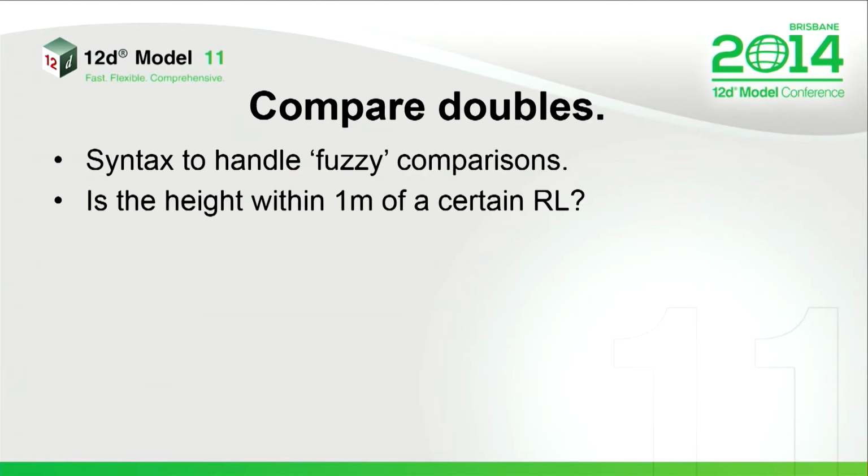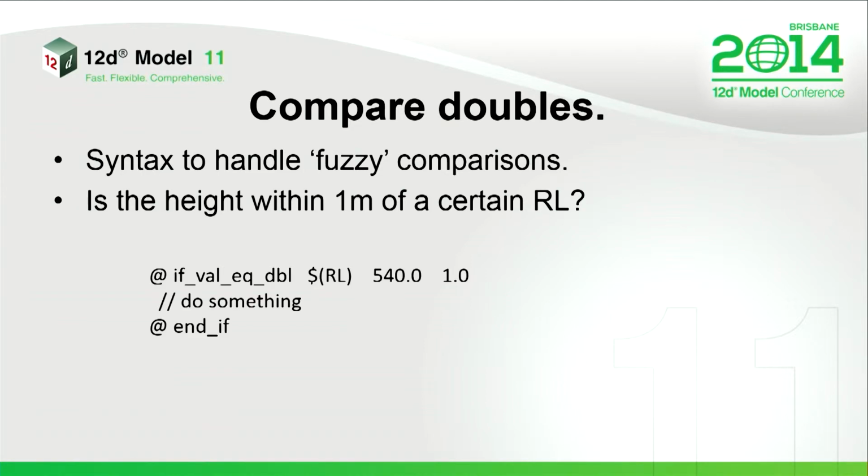Okay, this new syntax also has lots of other nice things in there. We can do things like this now. If a value is equal, and then a double to specify that you're trying to compare doubles. Up to there somewhere they define an RL. So they've substituted an RL, and we say if that's equal to 540 within the metre, we're going to do something. So I'm allowing you to do comparisons like if the road width is equal to 3.5 metres, do this.